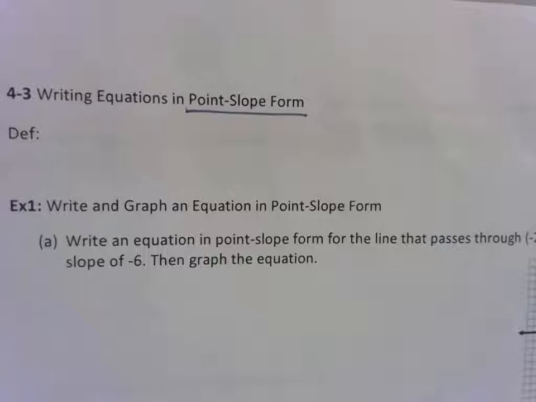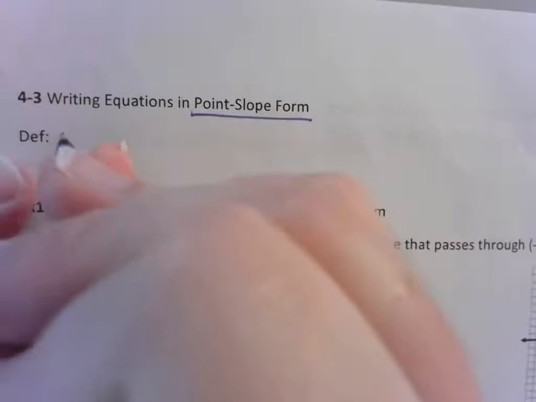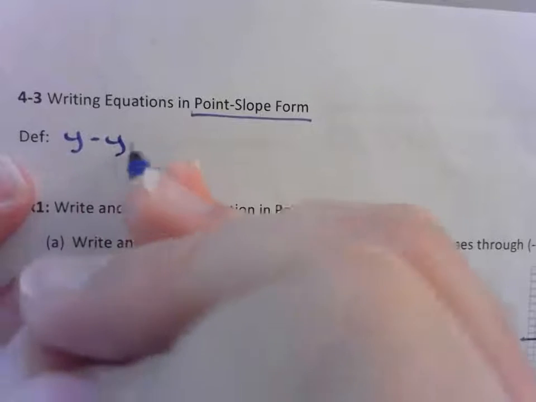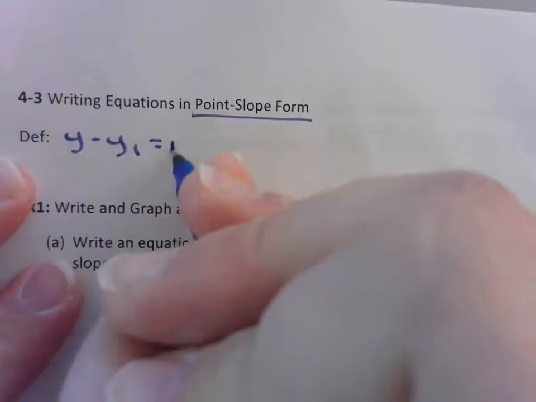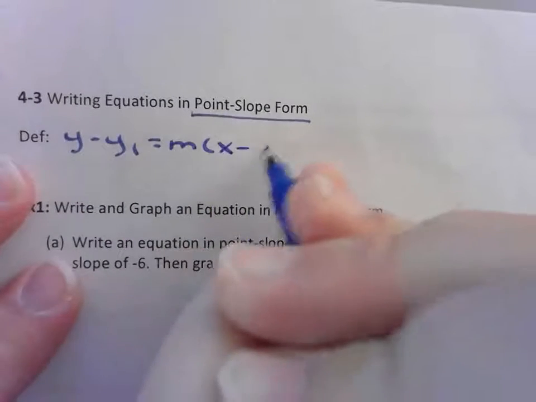Now let's think about this. What two pieces of information will I need to write it in point-slope form? A point and a slope. It is literally in the name. So in order to write something in point-slope form, I need the point and I need the slope. So as I look at it, this is the equation. y minus y1 equals m times x minus x1.